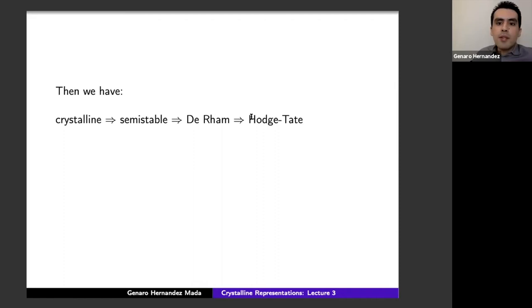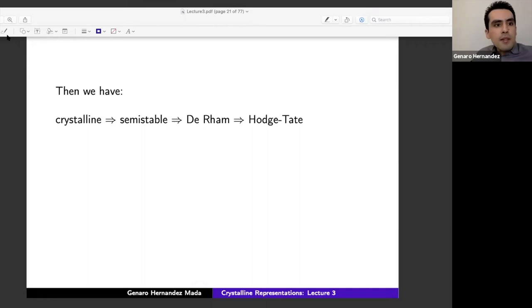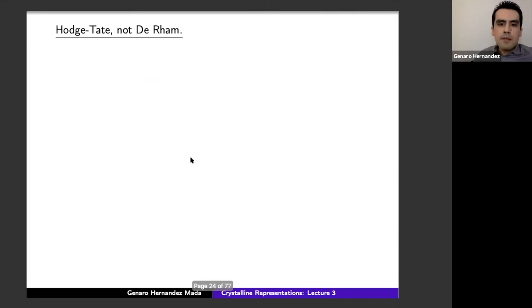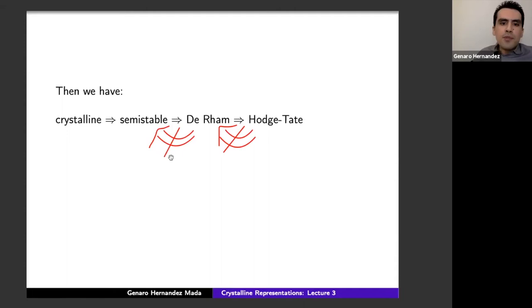We already saw an example. Excuse me for a moment. We already saw that this is not true. Now we would like to see that this is not true. We want to prove that this is not true, so we want to give a de Rham representation that is not semi-stable.